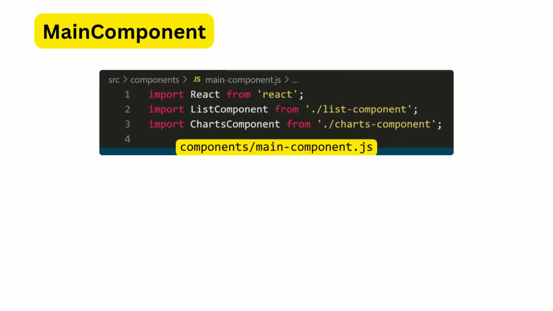Locate the components folder in the directory structure of your application. If it's not there, create a new folder, components. Inside this folder, create a new file called main component.js. Inside this file, add the code shown on the screen. There's quite a lot happening, so let me break it down for you.